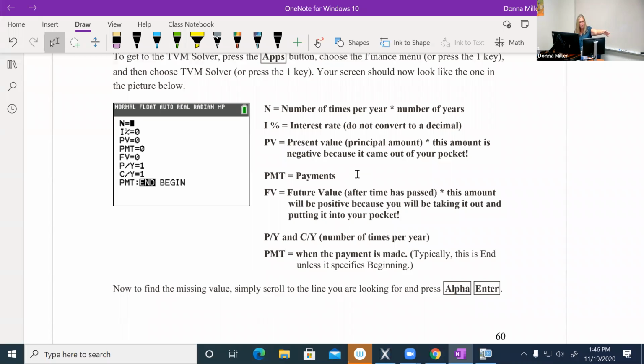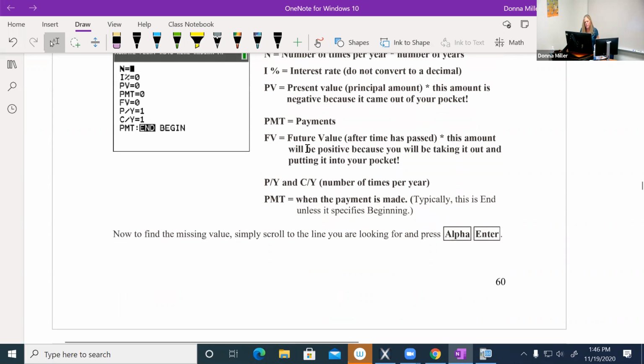So if I put $100 in, the present value would be negative 100 because it's coming out of my pocket. Anything out of my pocket is negative. Payment, that's coming out of my pocket, so it'll come out negative, but that's if you're doing a loan. If you're not doing a loan, your payment is 0, you're not making payments.